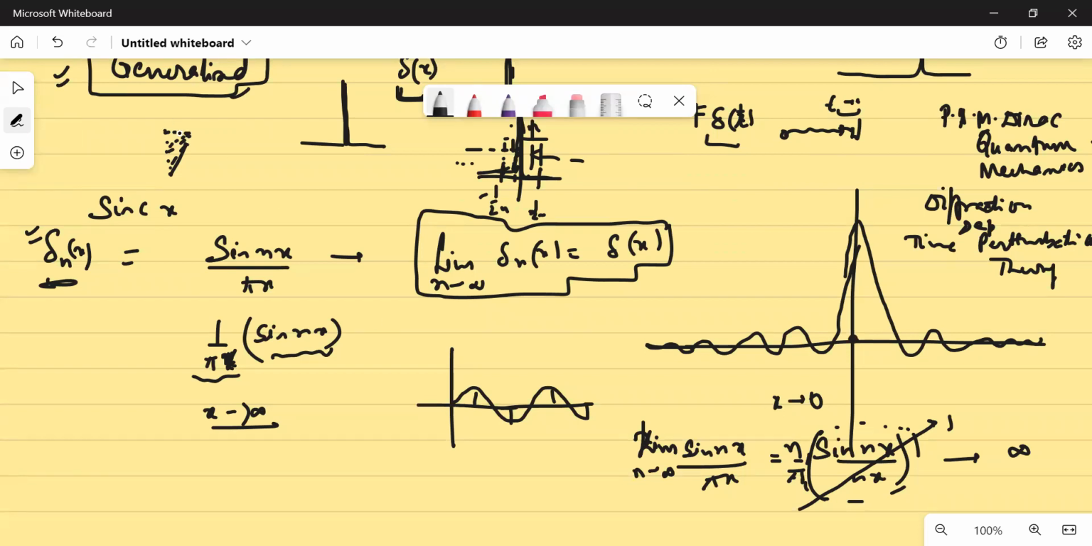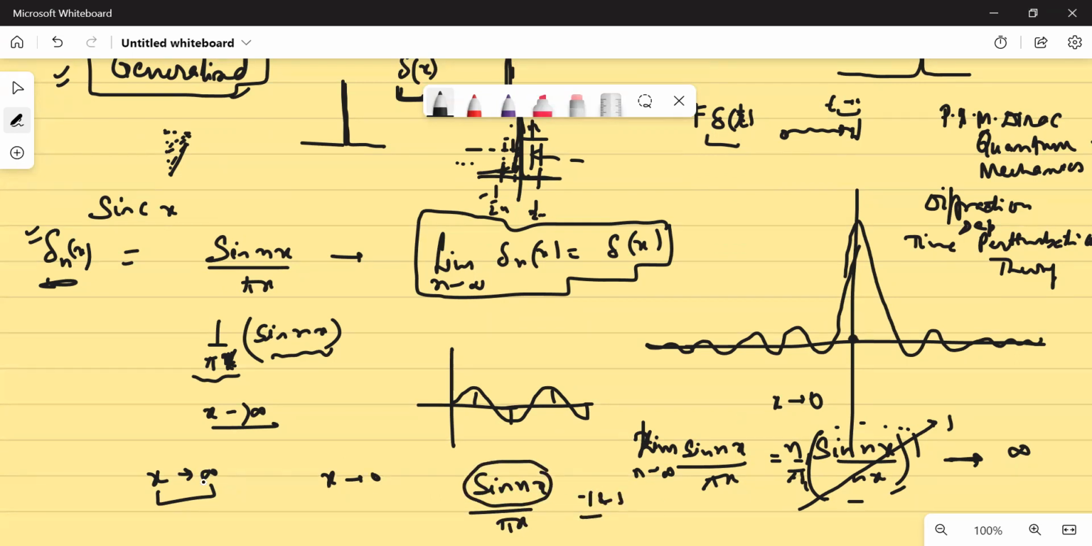So I'm interested in finding the limit, and as I find the limit, I will be questioning myself: what are the values of x? If x is close to x equal to 0, there would be an infinite kind of value that it will take. And overall, for all those terms which are not close to 0, as x tends to infinity, this is sin nx over pi x. So sin nx would remain between -1 and 1 only.